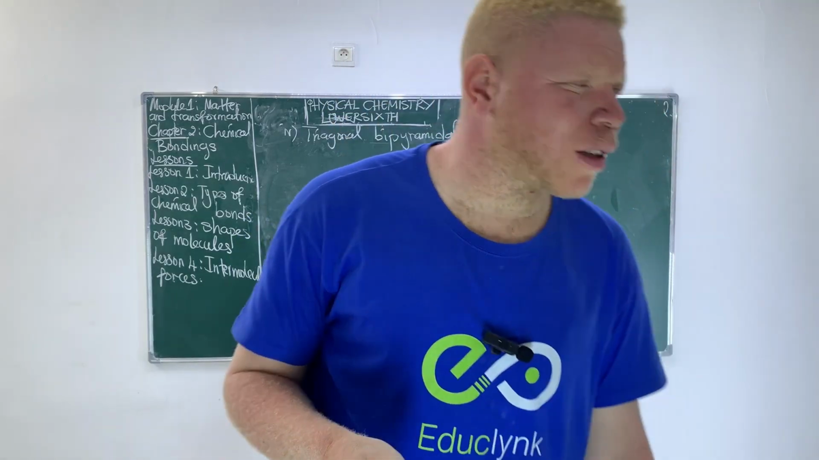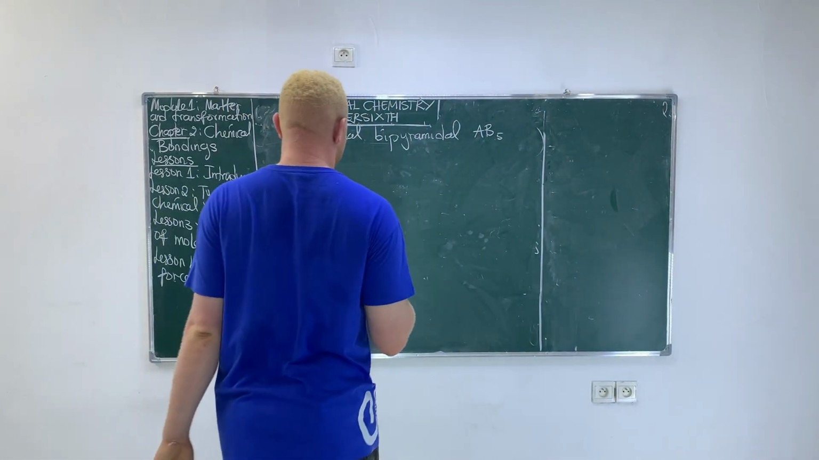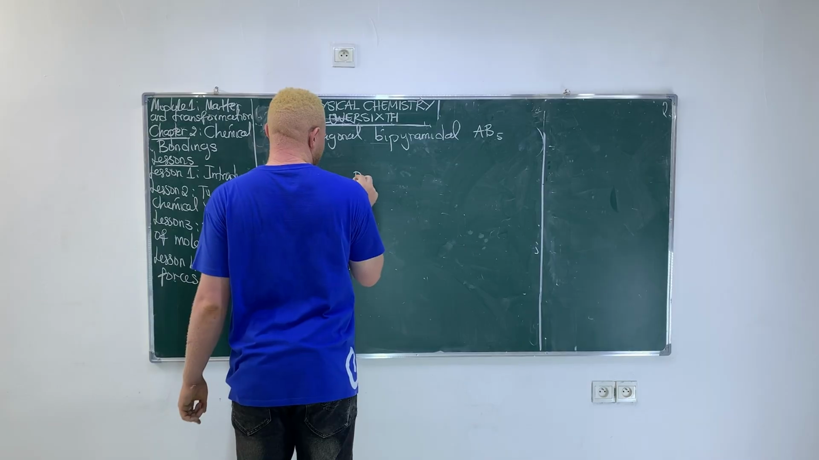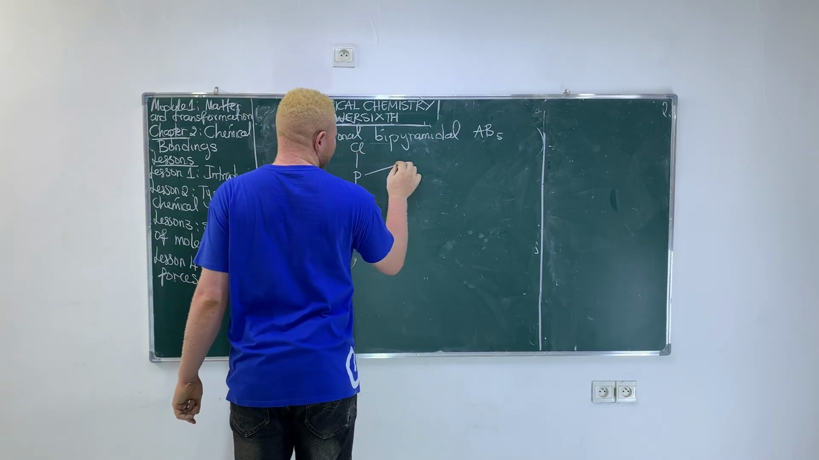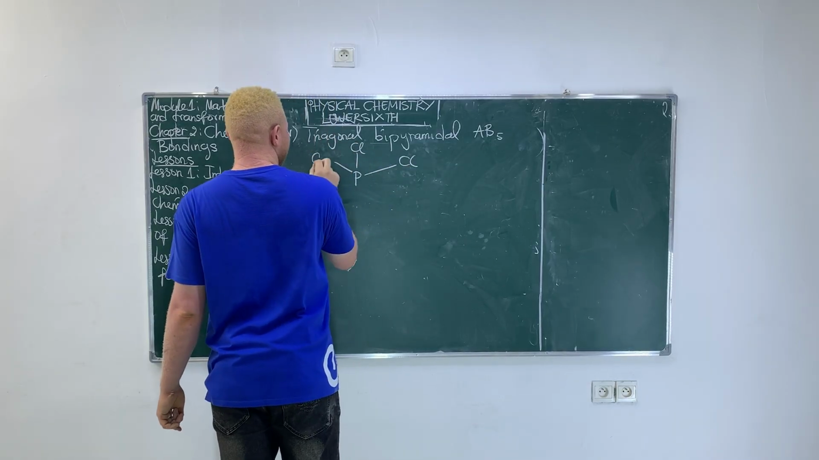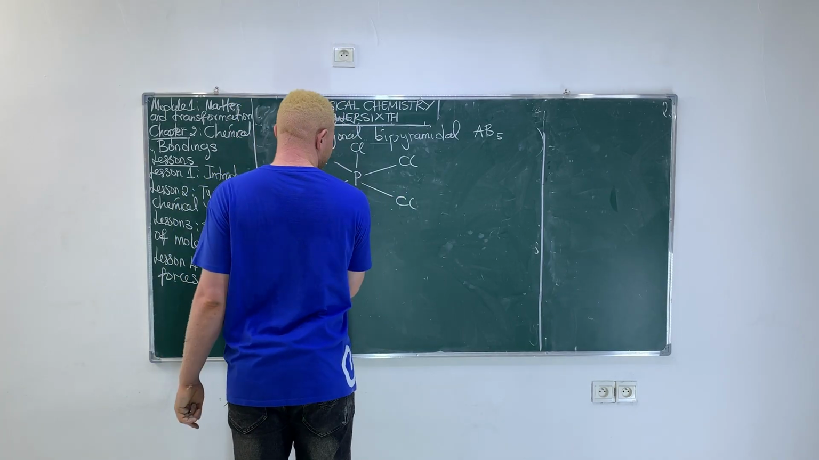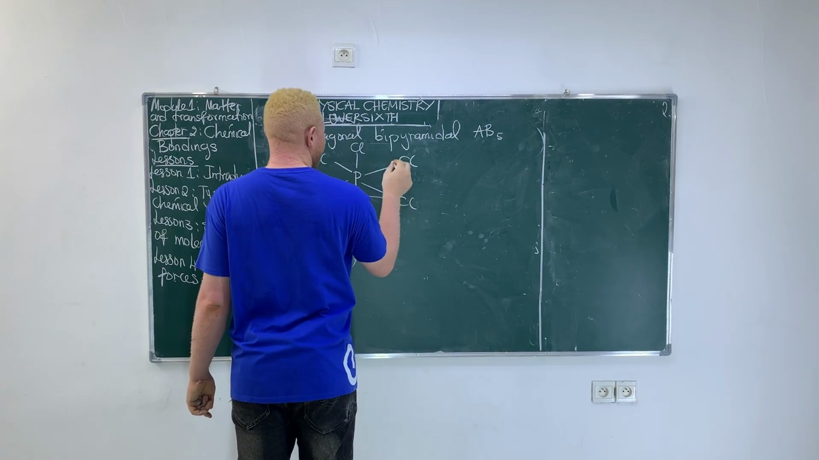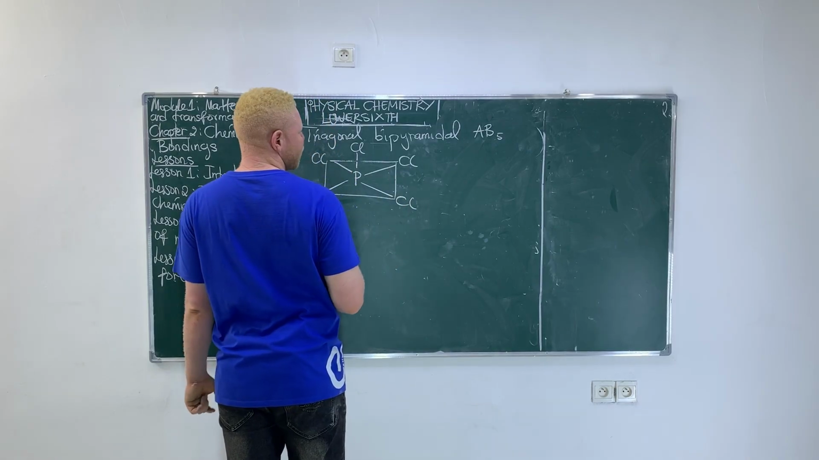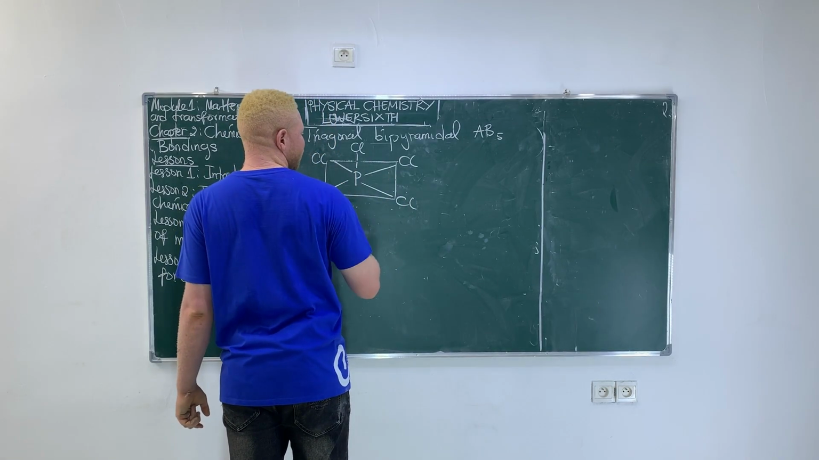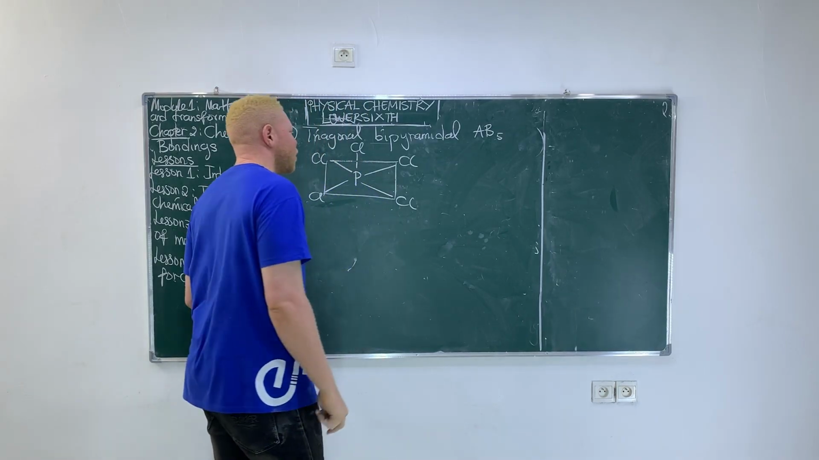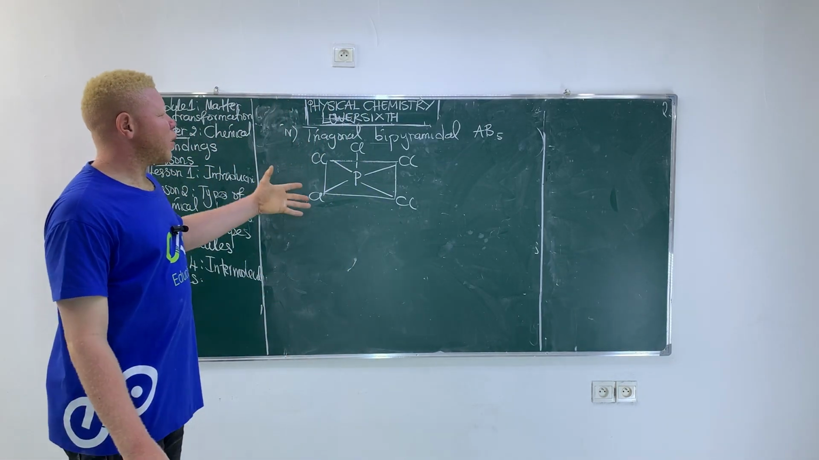So with all the Lewis representation, we have PCl5 like this: Cl, Cl, Cl, Cl, Cl. So we have PCl5. So that's the molecule of PCl5.